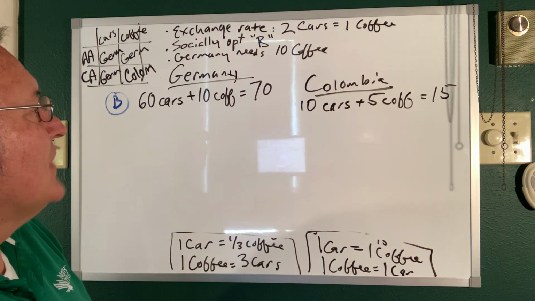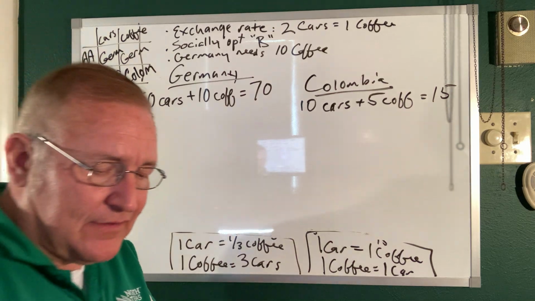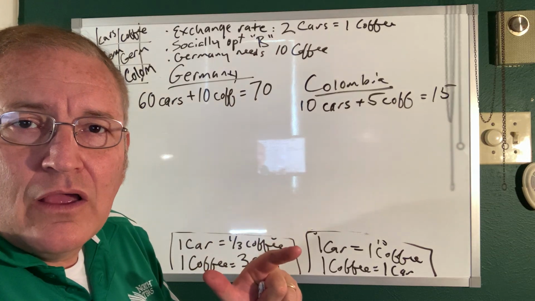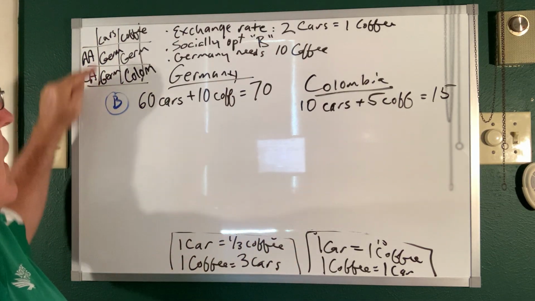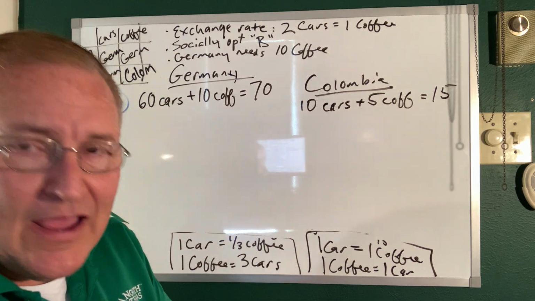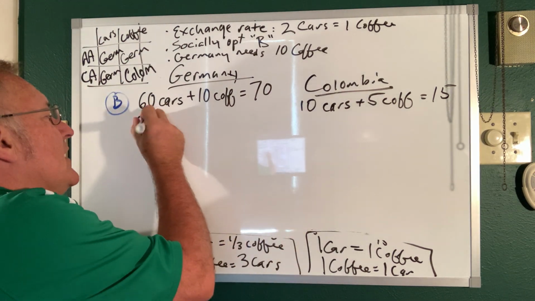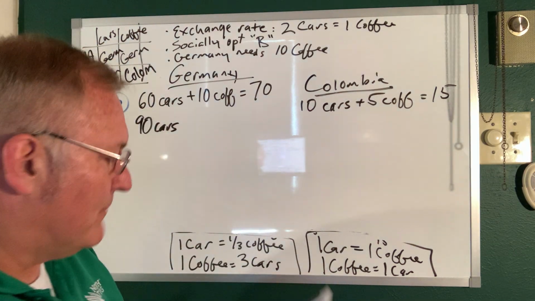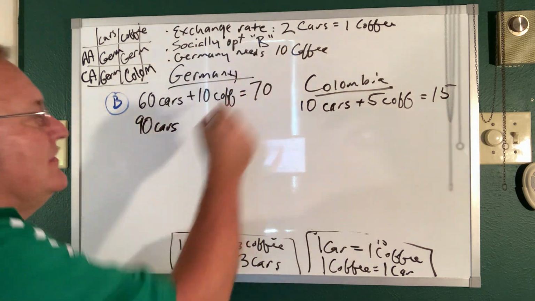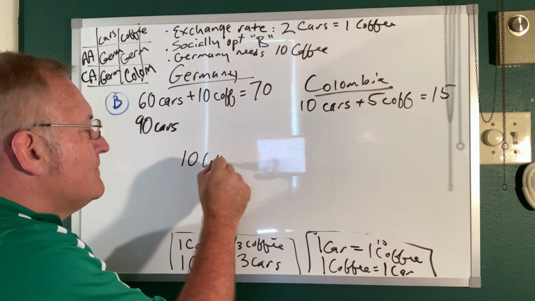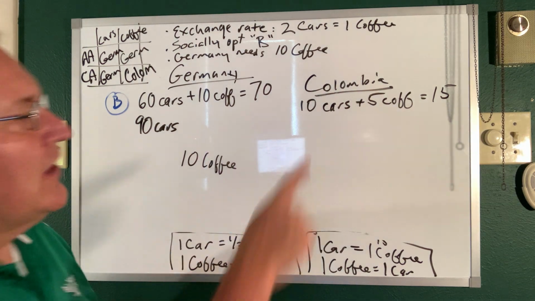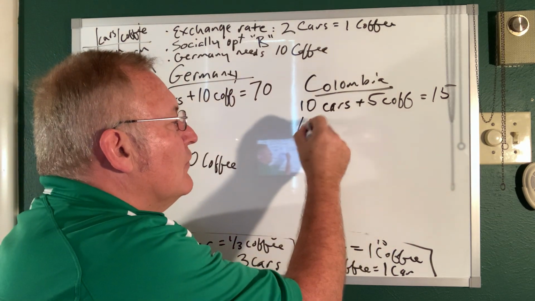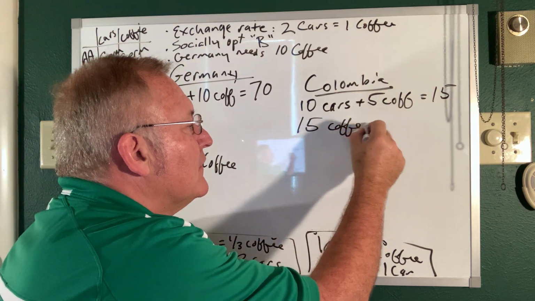All right, so here's what happens. If you go back and look at what I just erased, if Germany is going to trade with Colombia, they're going to focus in on what? They're going to focus in on the production of cars. And they can produce a total of what? 90 cars, if they produce all of that, okay? But the one thing we do know is that they need 10 units of coffee. And Colombia is going to focus all of their production on coffee. So they're going to produce 15 units of coffee.